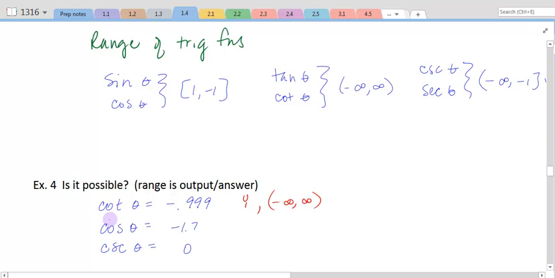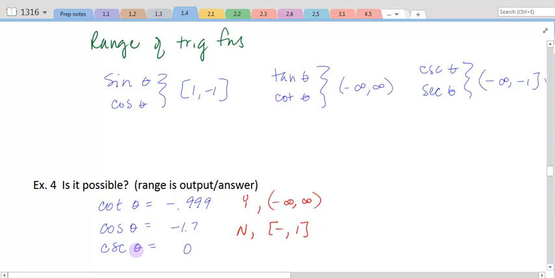How about cosine of theta equals negative 1.7? Is that a valid answer? Well, cosine's range is only from negative to positive 1. This lies outside of that range because that's more than negative 1, and therefore the answer would be no, because we can only go from negative to positive 1.